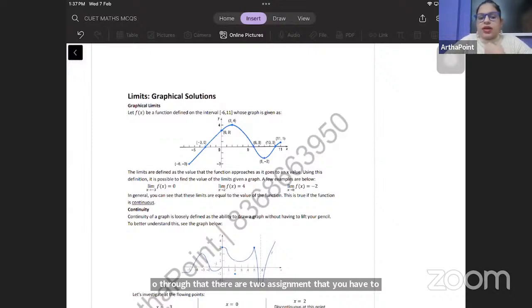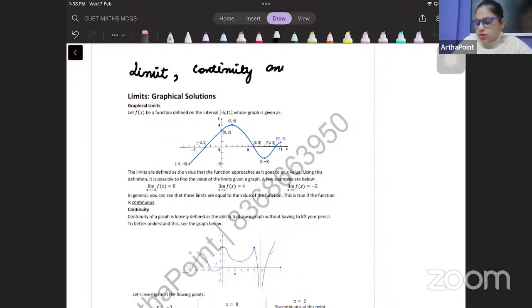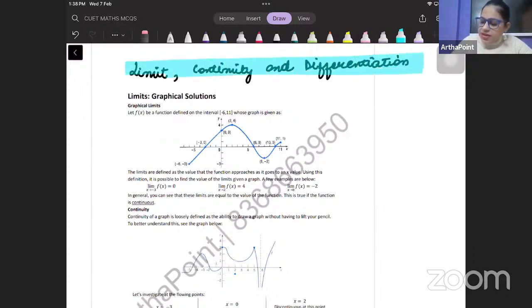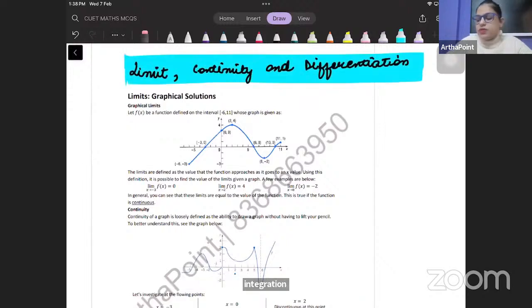And today I am going to start with limit, continuity, and differentiation or derivatives. I wanted to cover integration also, but I will be taking integration separately in another lecture. For now, we will be focusing on limit, continuity, and differentiation in this lecture.